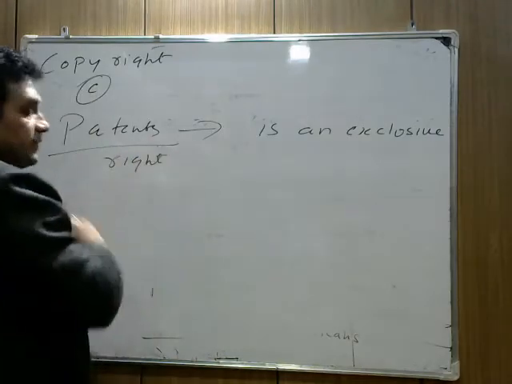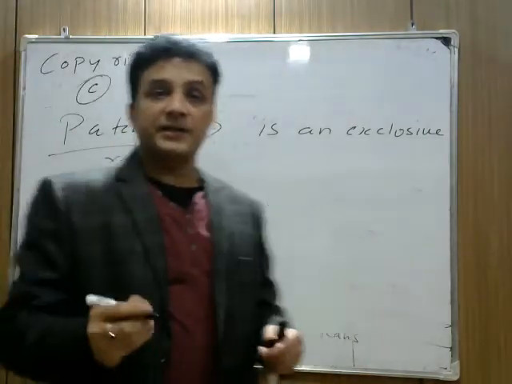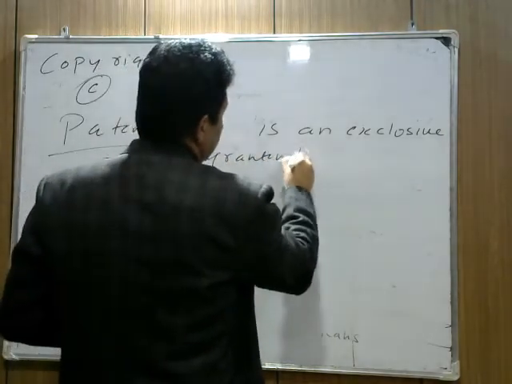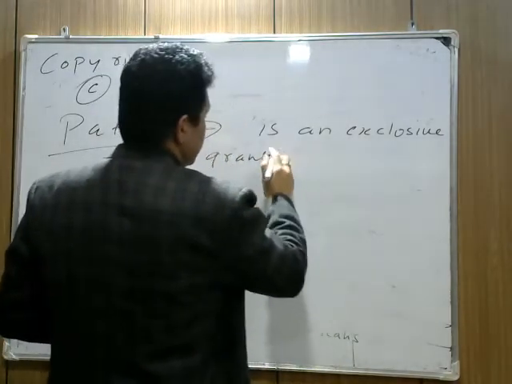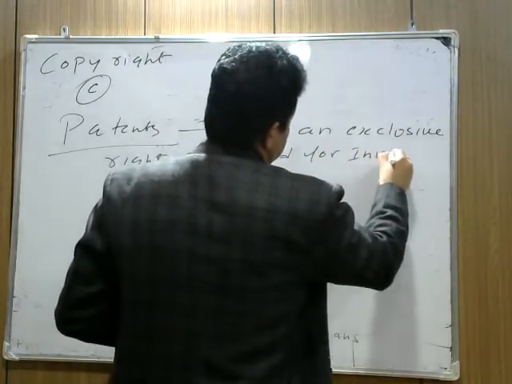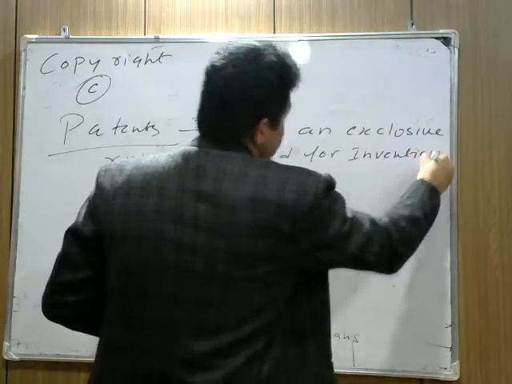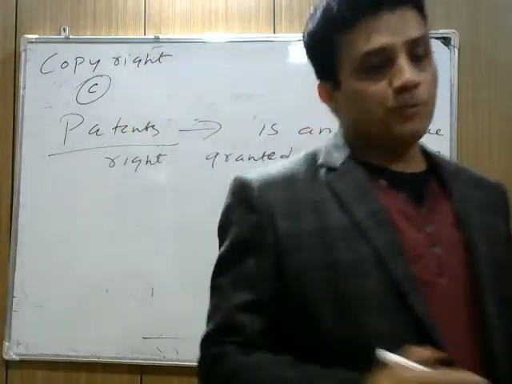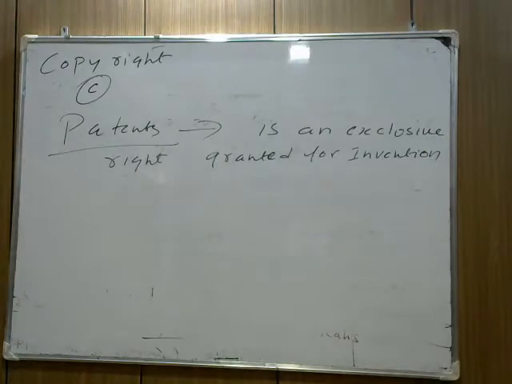Is an exclusive right granted for invention. It is granted generally for invention. Okay, is that clear? I hope you understand what is the meaning of copyright and patents.